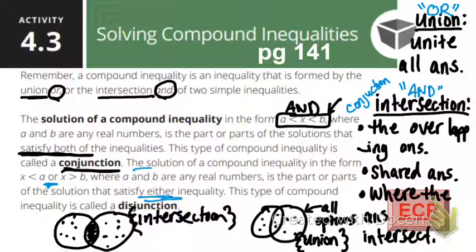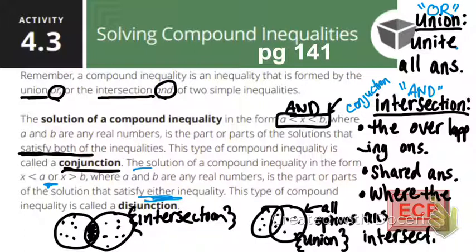So if we have the word or, what type of solution are we going to have? We're going to have the union. So we're going to put all the answers together. We're going to say these are the answers or these are the answers, and we're going to put them all together and unite all of the answers together. So notice how it says that it can satisfy either of them, because it could be this or that. So this type of compound inequality is called a disjunction.